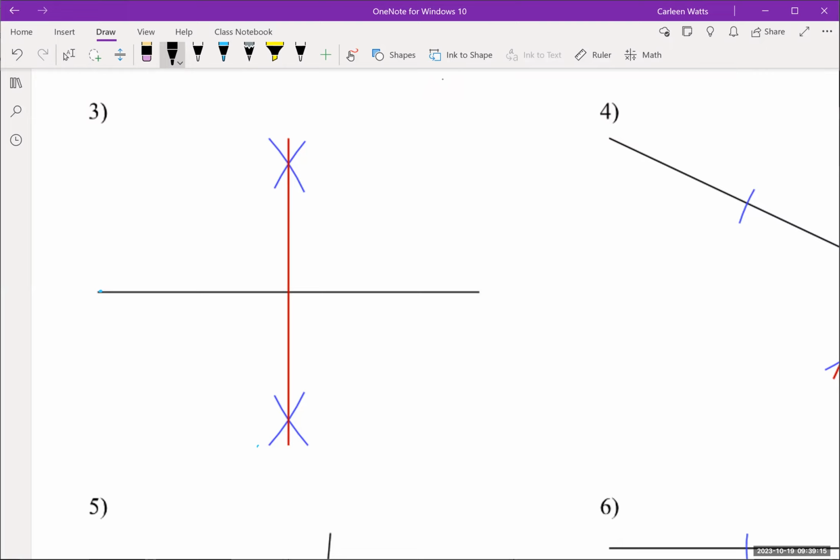Okay, yes, we found the midpoint, but that red line, ding, ding, ding. This is the perpendicular bisector. Okay, and yes, it can be used to find the midpoint, but the name is the perpendicular bisector.